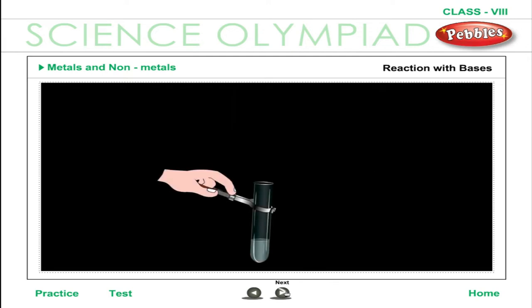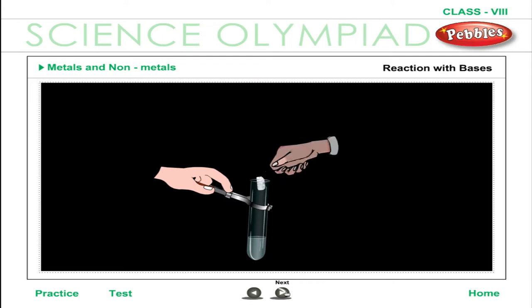Reaction with bases. Prepare a fresh solution of sodium hydroxide in a test tube by dissolving 3 pellets of it in 5 ml of water. Drop a piece of aluminium foil into it. Bring a burning matchstick near the mouth of the test tube. Observe carefully. A pop sound is produced. The pop sound indicates the presence of hydrogen gas. Metals react with sodium hydroxide to produce hydrogen gas.